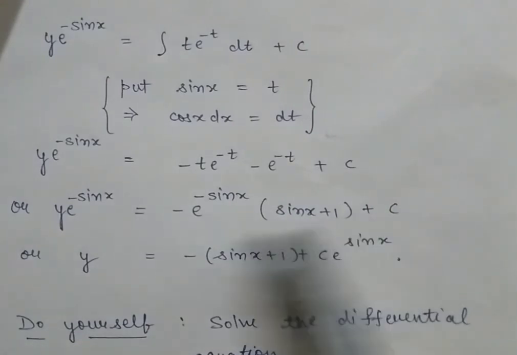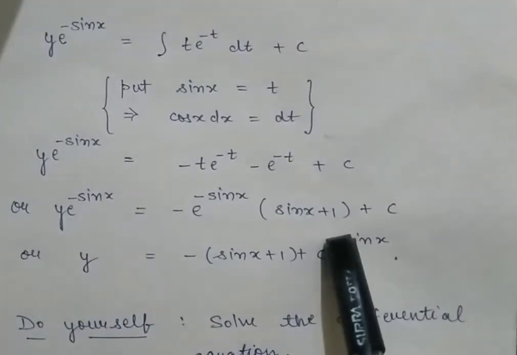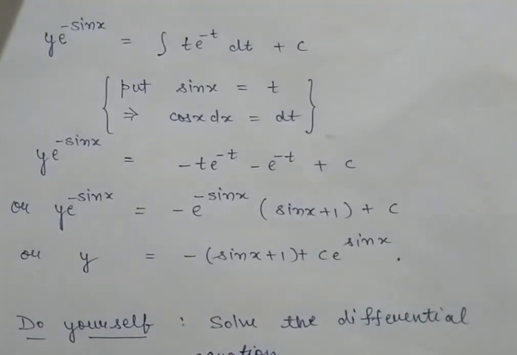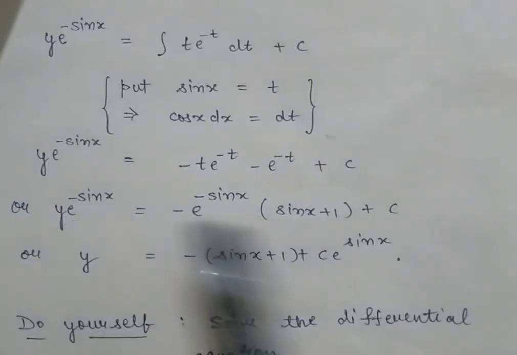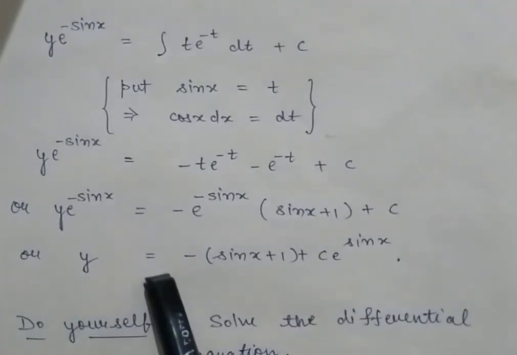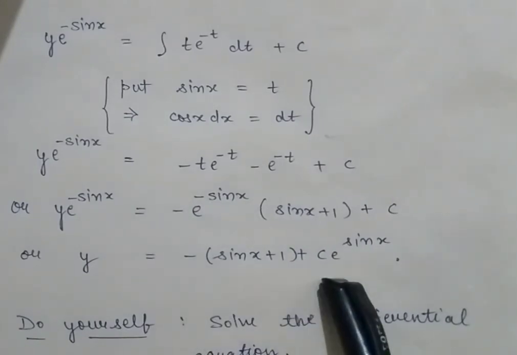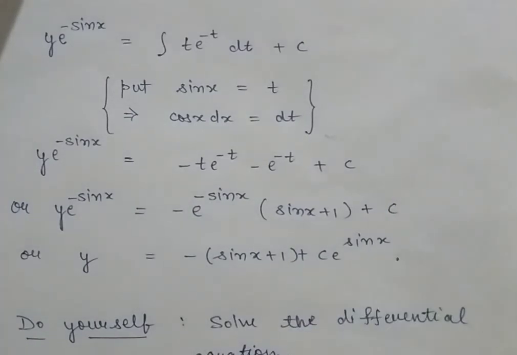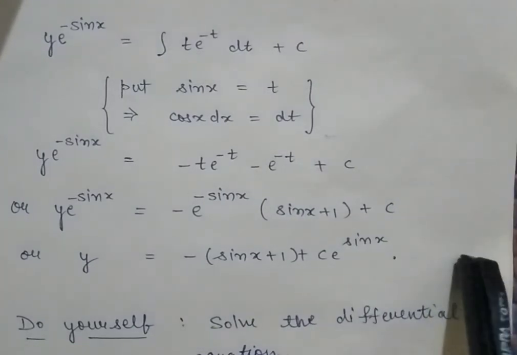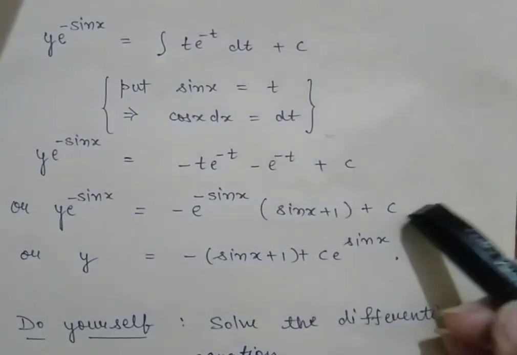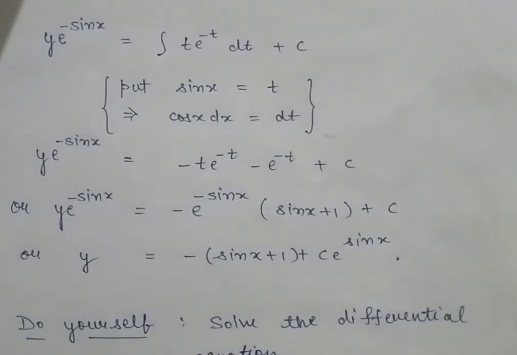So this is the general solution of the differential equation, but it is better to solve a differential equation explicitly if it is possible. So I will take this e raised to the power minus sin x to this side, so y equal to minus sin x plus 1 plus c e raised to the power sin x. So this is a general solution, this is also a general solution, and both are correct. You can leave your answer in this form also.